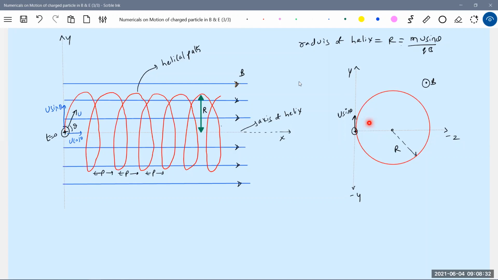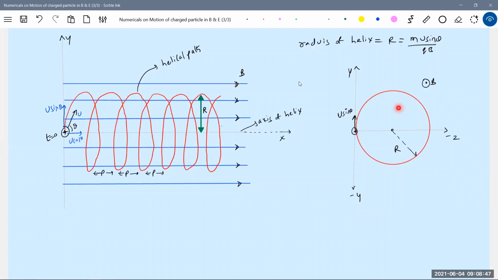Now let's discuss. Let's not bother about u cos theta; let's bother only about u sin theta. Then I projected with a velocity u sin theta in a uniform magnetic field. What will happen to the particle? It's going to describe a circular path. What is the radius of the circular path? mu sin theta by qb.